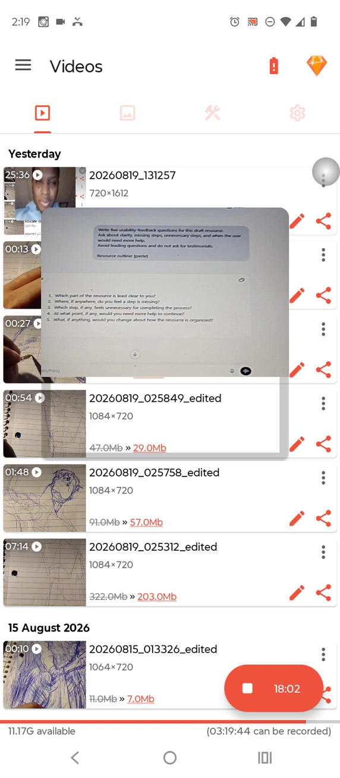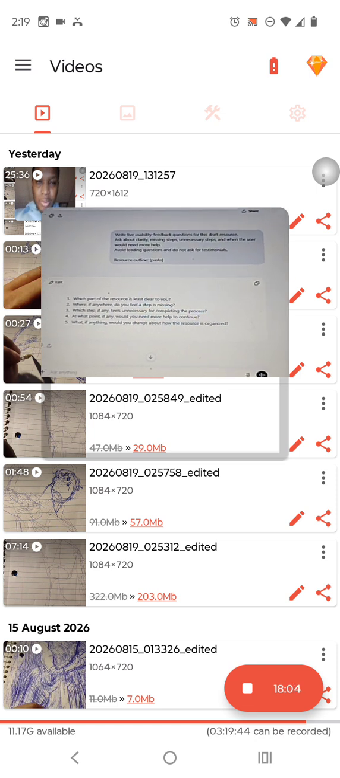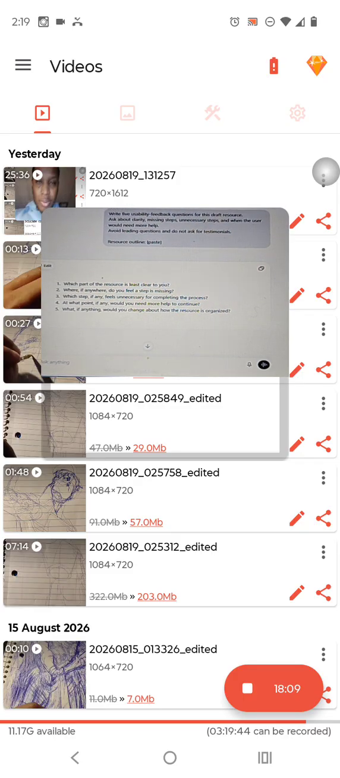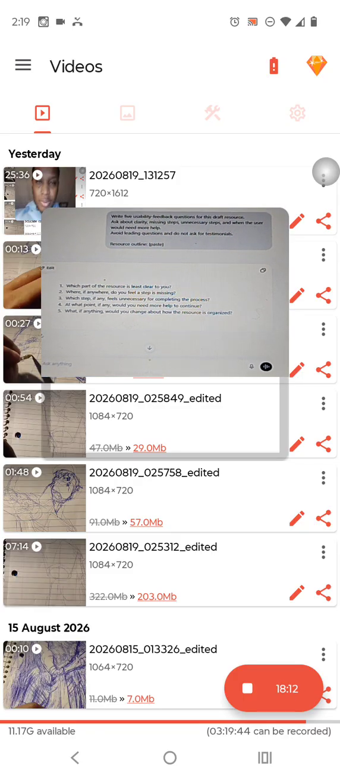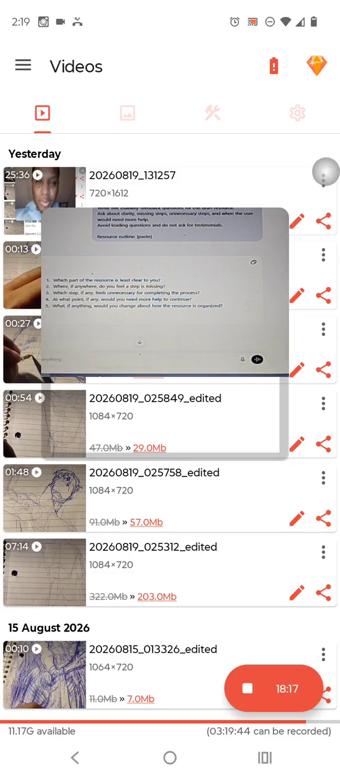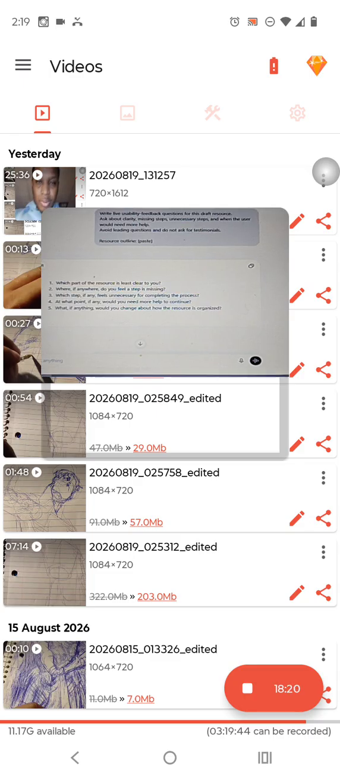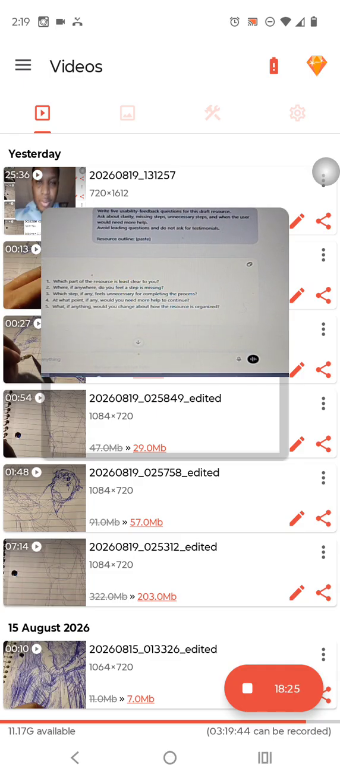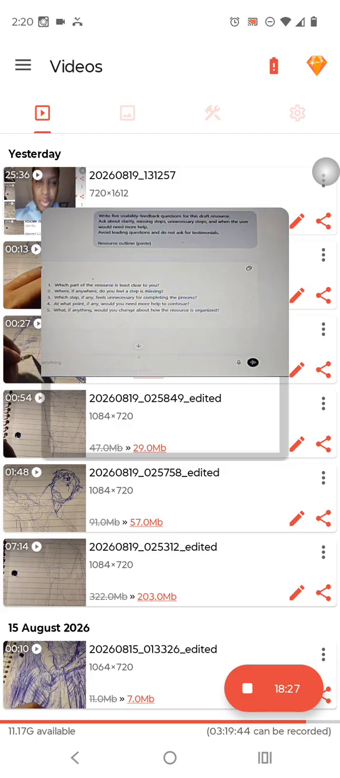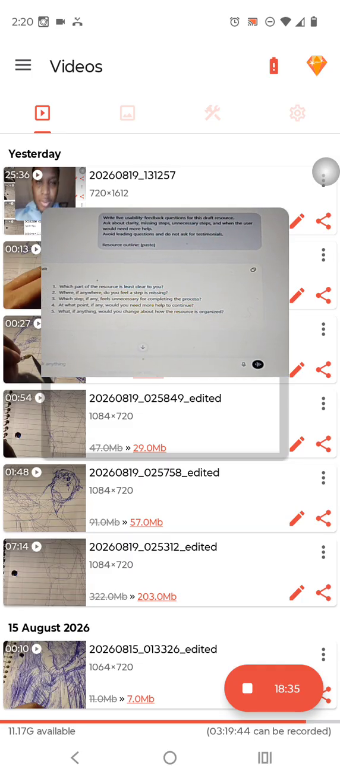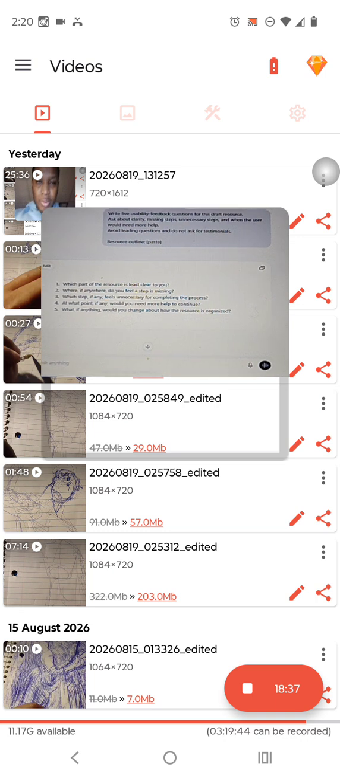And the resource outline is, and then I had put that in. So the answer is, which part of the resource is least clear to you? The second is, where, if anywhere, do you feel a step is missing? The next question after that is, which step, if any, feels unnecessary for completing the process? The next question is, at what point, if any, would you need more help to continue?